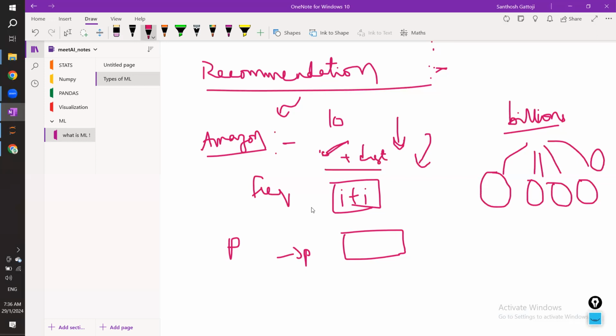So have you seen this example in Amazon? Whenever you are scrolling through the website, have you seen that people who bought this also bought this? Anyone has seen? Yeah, Santosh.